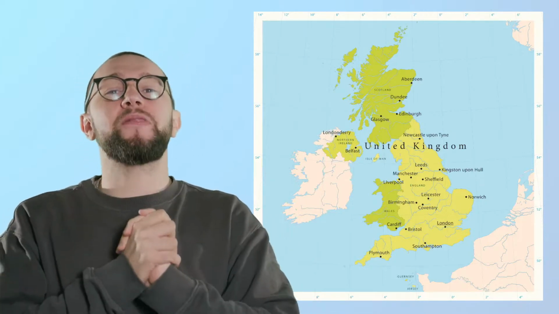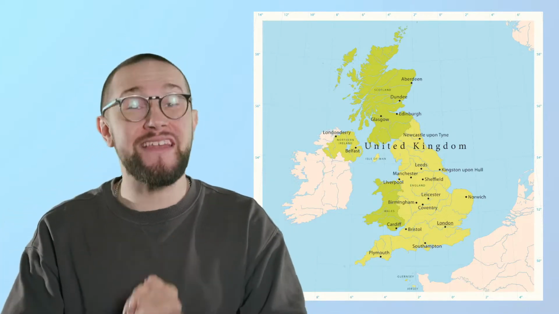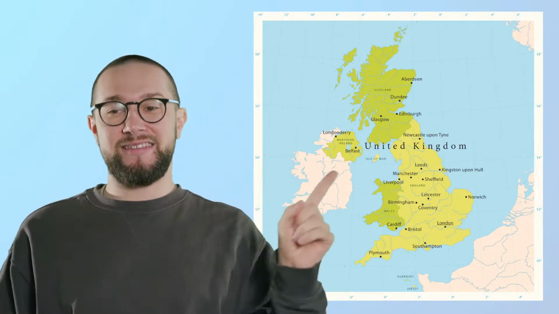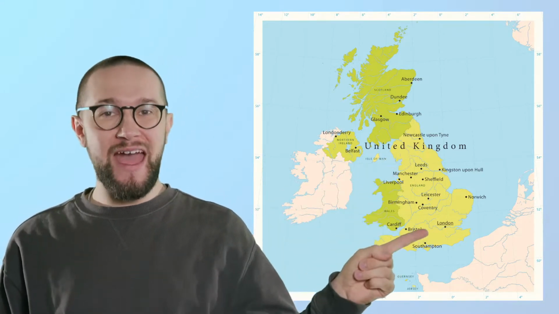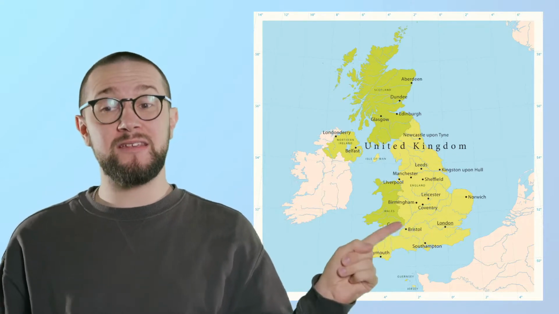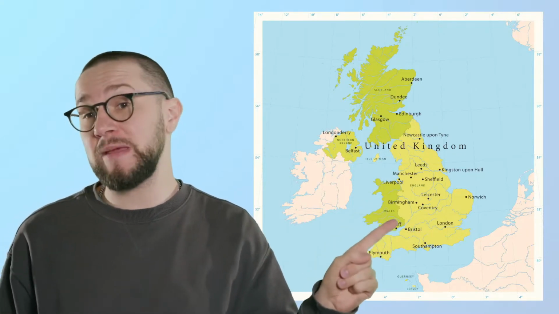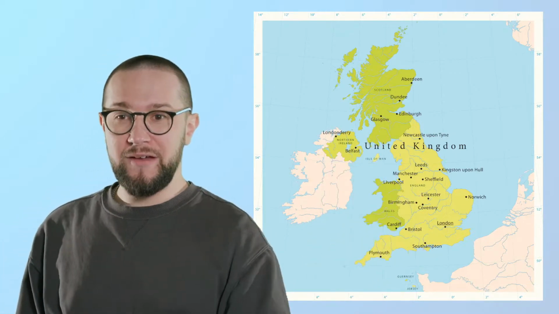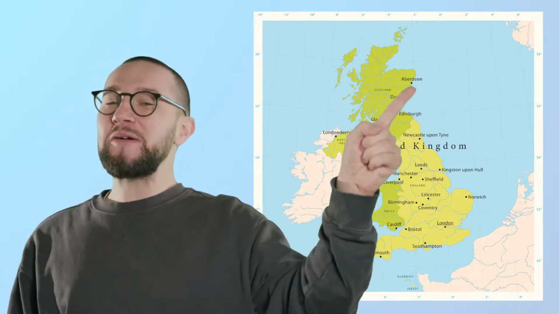Now, let's talk about the countries that make up the United Kingdom. So we have England, which is very big, and most of the people in the United Kingdom live here. About 55 million people live in England. We have Scotland up here, very famous for its unique and very beautiful culture, actually. I think the Scottish have a really strong sense of identity.